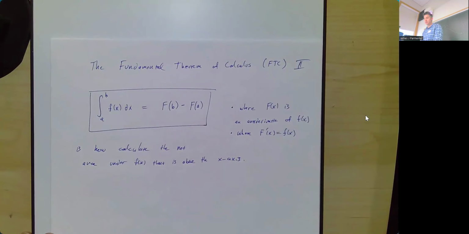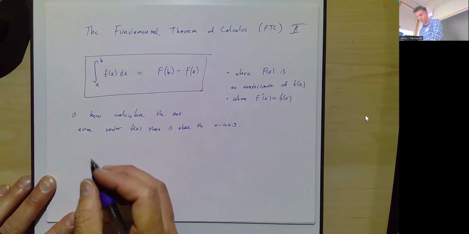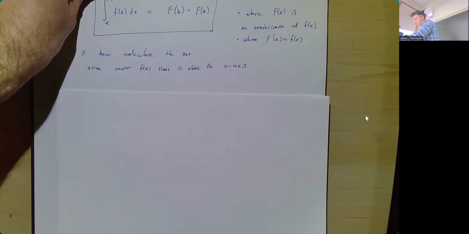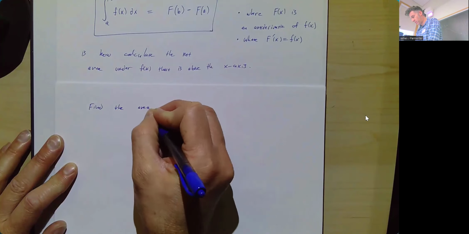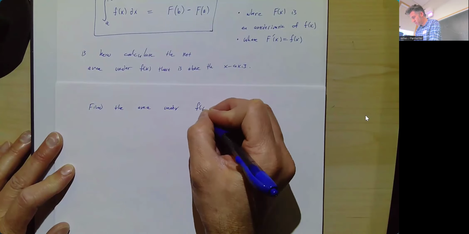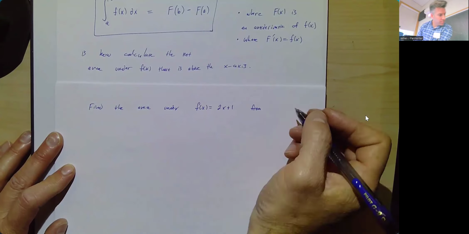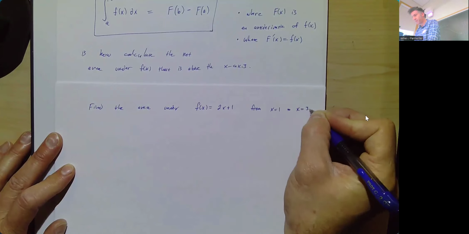Let's look at a nice, straightforward example. Sorry, I keep forgetting that I have this on my phone here. Yeah, I like that example. So let's say we want to find the area under f of x equal to 2x plus 1 from x equals 1 to x equals 3.